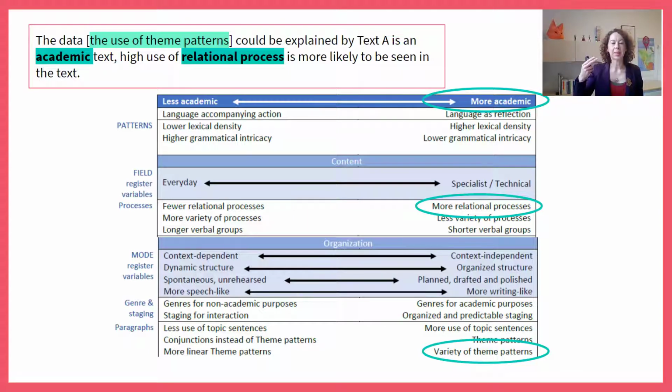So here they've seen that alignment of academic and relational processes and theme patterns, but also understanding that this text was a descriptive text, so used a lot of relational processes to define and describe something, and had that repetition of the subject to form that reiterative linear theme pattern.